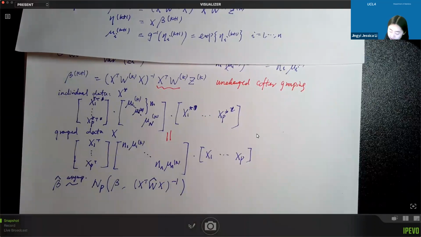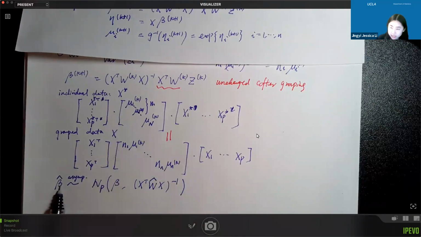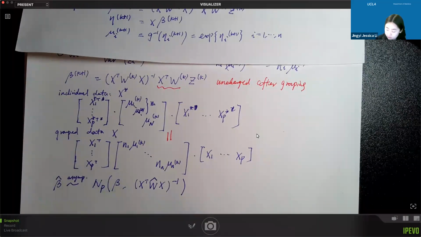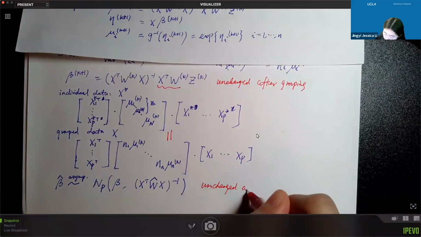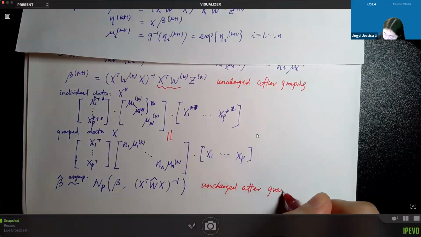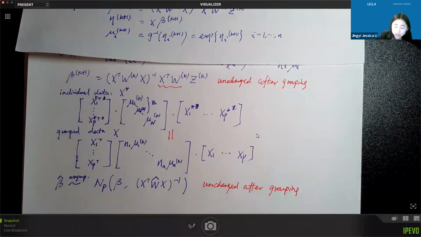Okay, so with this, you can see that given that we say X transpose W X stays unchanged after grouping, this distribution also holds for group data. So this also stays unchanged after grouping. Okay, so the take-home message is that when we do grouping by combining observations with the same covariates, we do not change our model parameter estimation, and we don't change the model parameter inference. That's the take-home message.